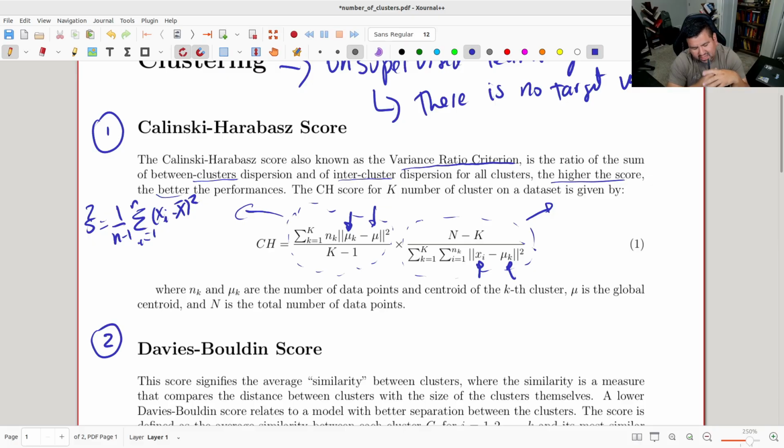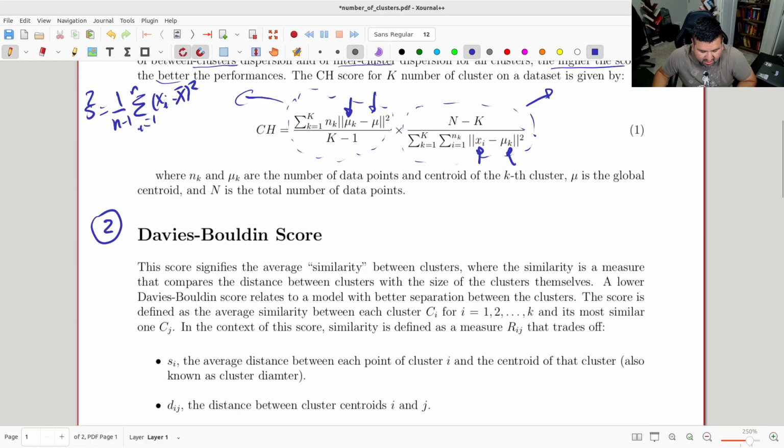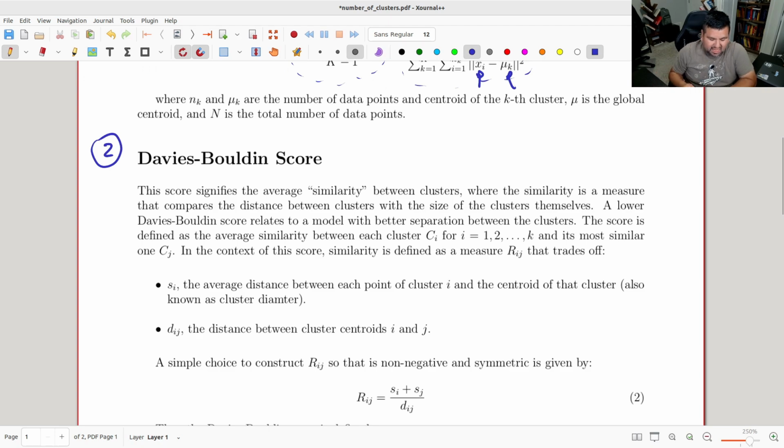Okay. So again, there is not much sophistication here. It's just a brute force approach. And that will be the case for all of the metrics that we're going to cover in this video. Then the next one is the Davies Bouldin score.